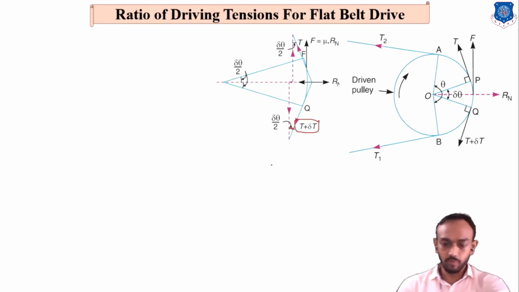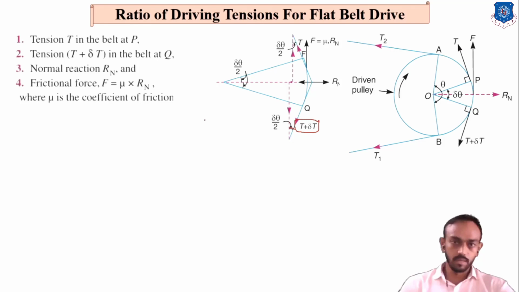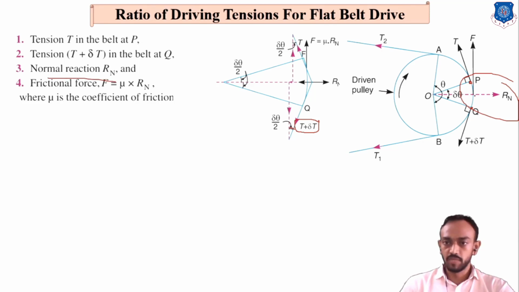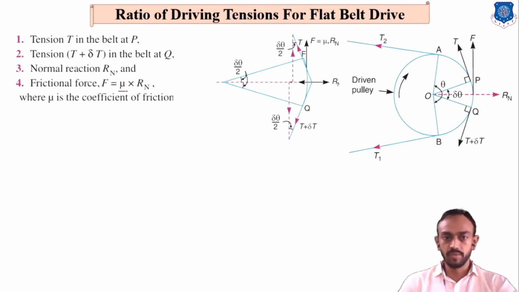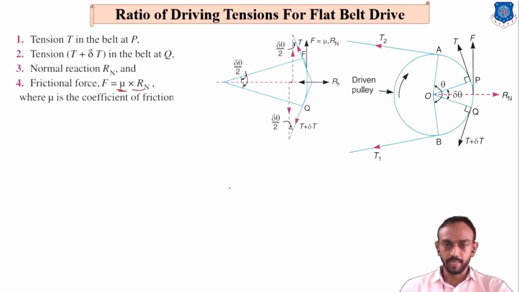Let's start the theory. T is the tension at point P, and T plus dT is the tension at point Q. When this belt is assembled on the pulley, there will be a reaction force because of friction. The normal reaction will be Rn, perpendicular to the point of contact. The friction force will be mu into Rn, where mu is the coefficient of friction between the belt and pulley.